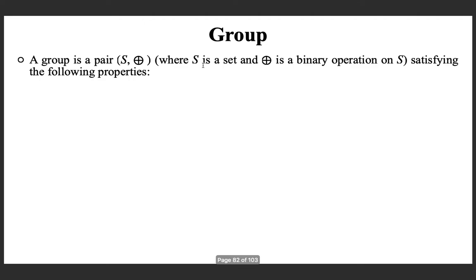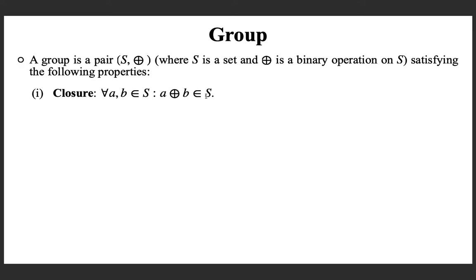Now let us proceed and see what is this algebraic object which is called a group. A group is a pair S and an operation, where S is a set and this is a binary operation on S. It could be any binary operation satisfying a number of properties. The first property is that for all pair of numbers in S, if you apply this operation between them, then the result will be in S itself.